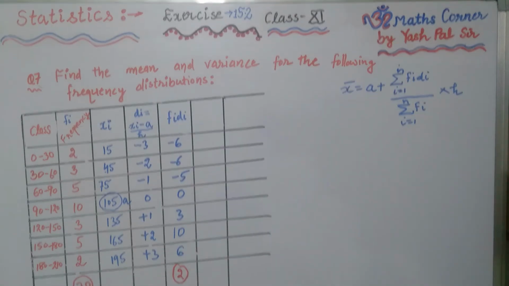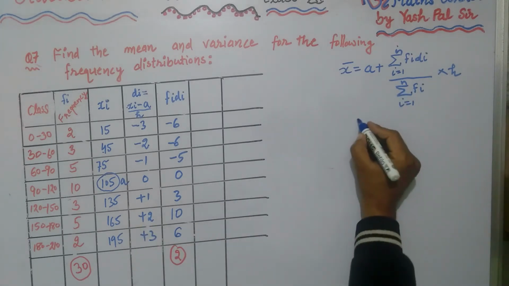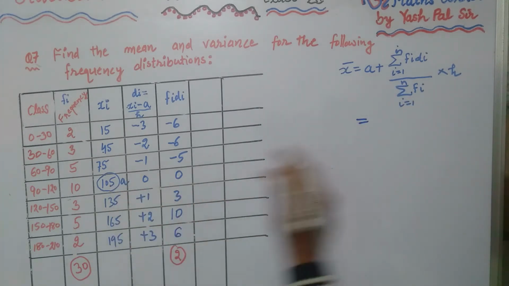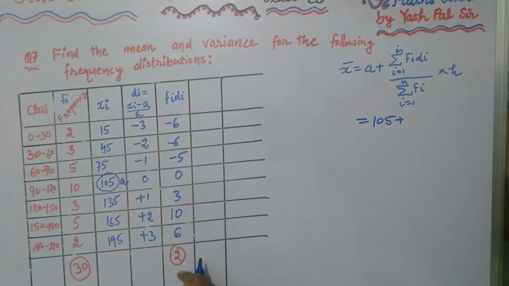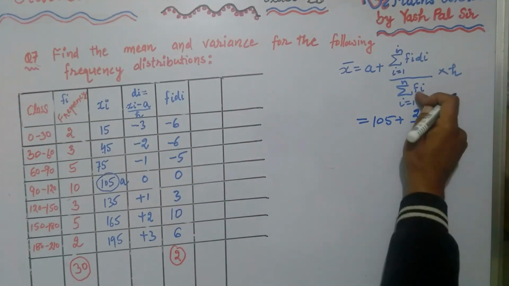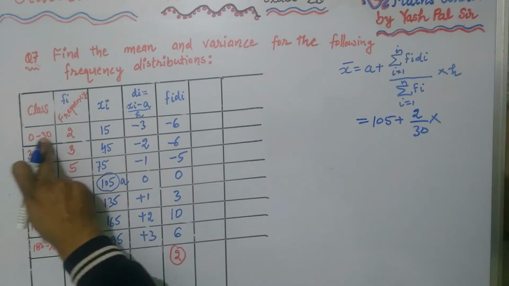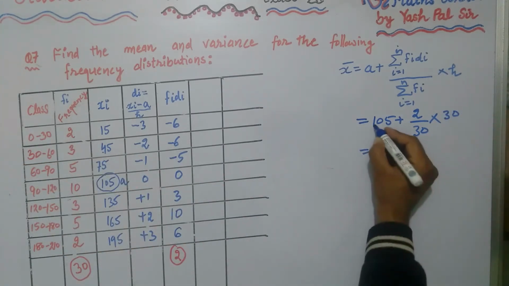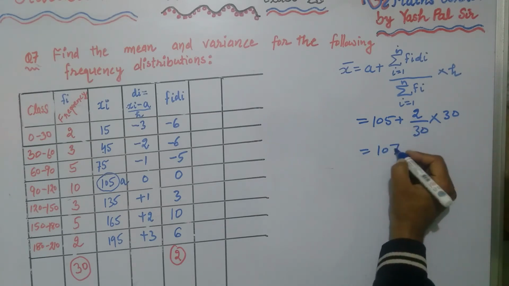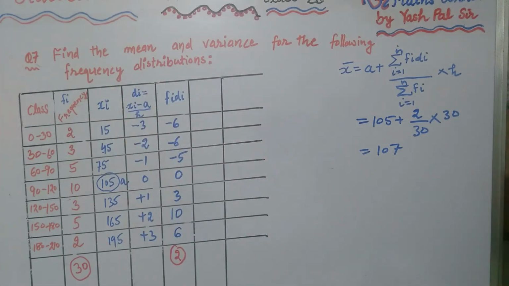Right? So the sum is 30. Now what we do, we write the values here. A, the assumed mean, is 105, plus summation fi di, which is 2, divided by summation fi, which is 30, into h. h means the class length, which is 30. So 30 and 30 cancel. 105 plus 2 is 107, which is the mean of this frequency distribution.